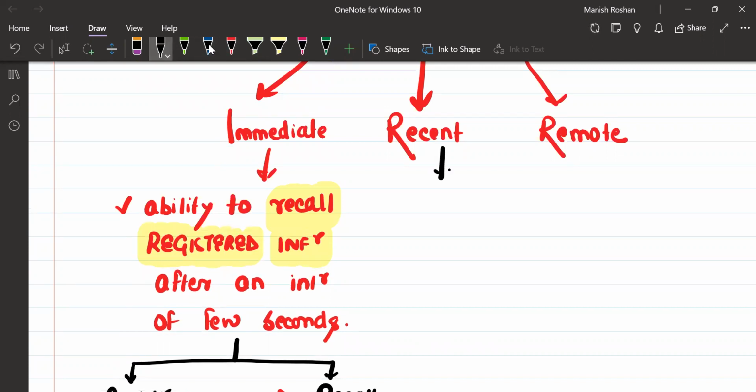Coming to the recent memory. What is the definition of recent memory? That is also defined as the ability to register new information.